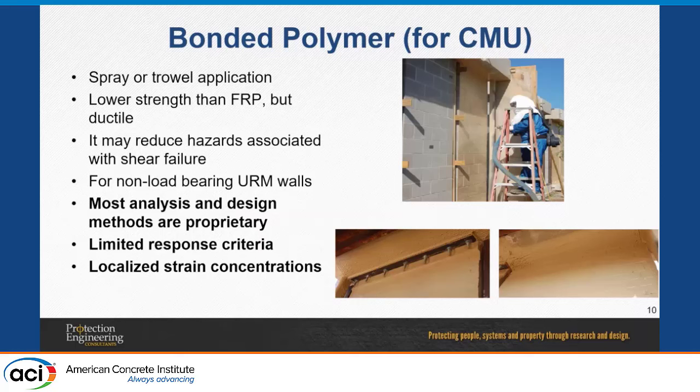It's for non-load bearing walls because the deflections will be higher. FRP, you can get lower deflections. But with a bonded polymer, again, it's a flexible type of retrofit, so you will get large deflections, which means you cannot use it for a load-bearing wall.